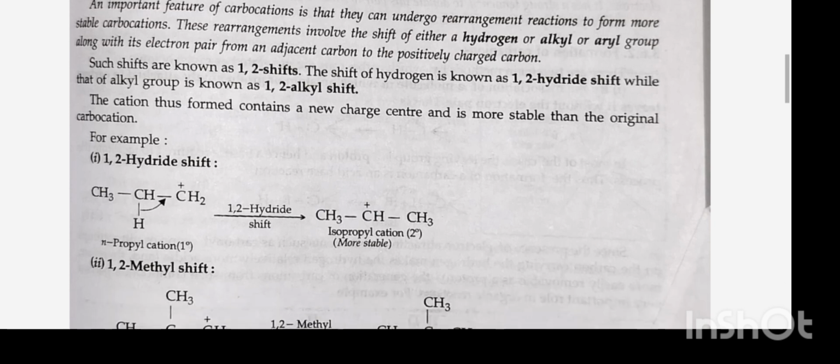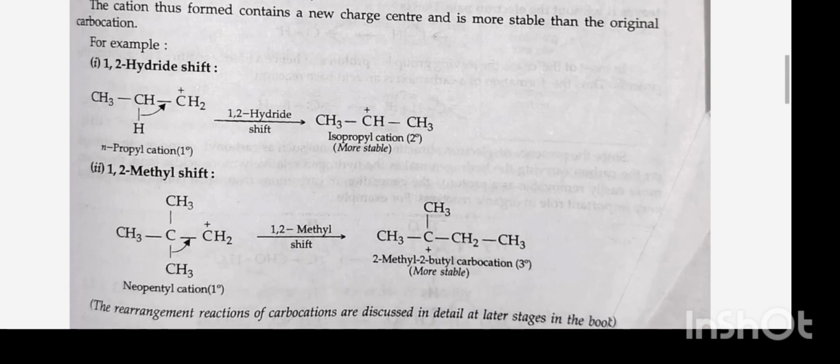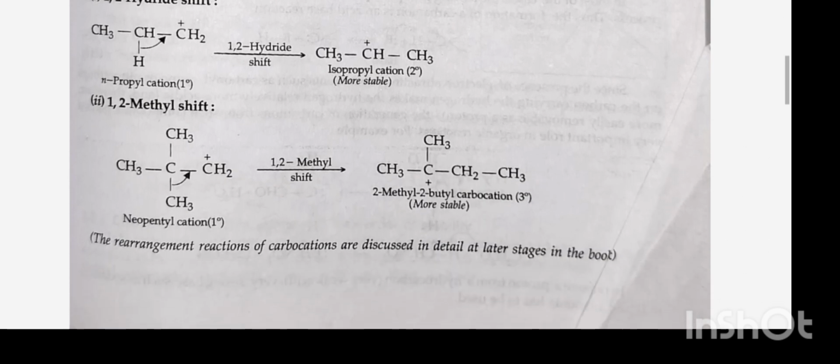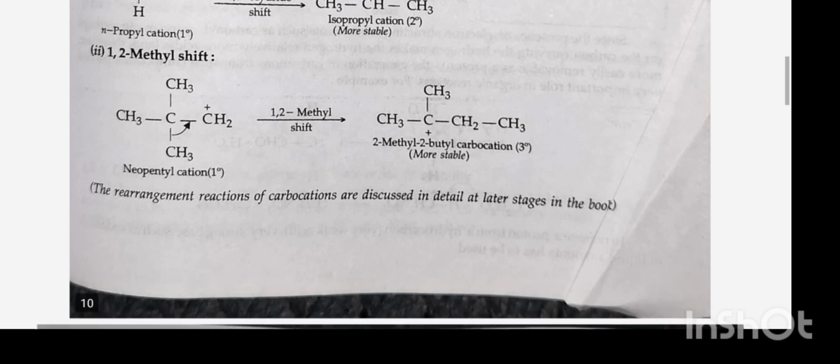For example, 1,2 hydride shift. The n-propyl cation, primary, shifts by a 1,2 hydride shift to the isopropyl cation, secondary, which is more stable. 1,2 methyl shift. The neopentyl cation is converted into the 2-methyl-2-butyl carbocation, which is more stable. The rearrangement reactions of carbocations are discussed in detail at a later stage in the book.